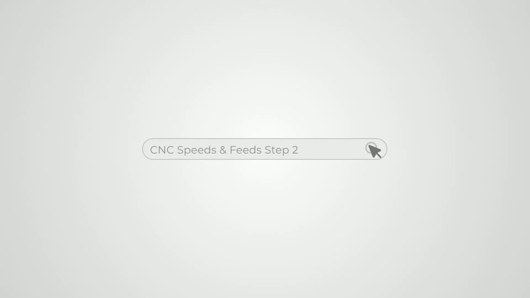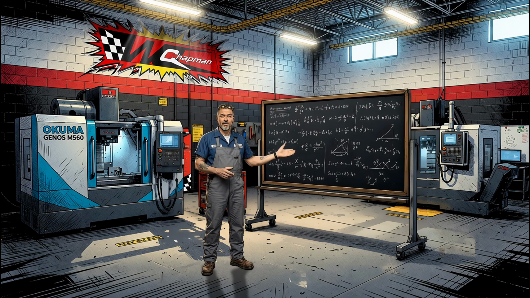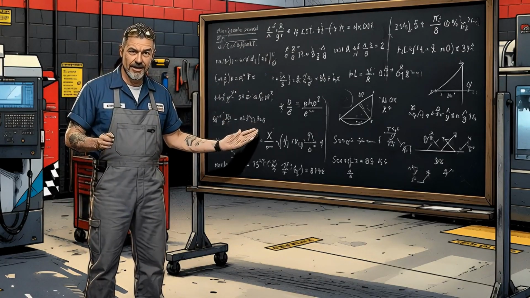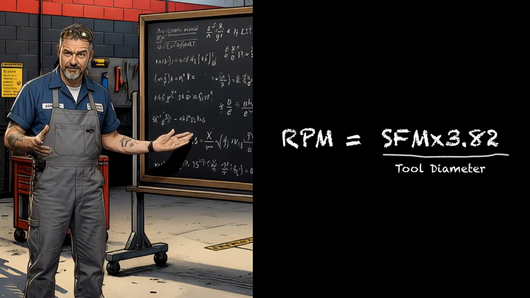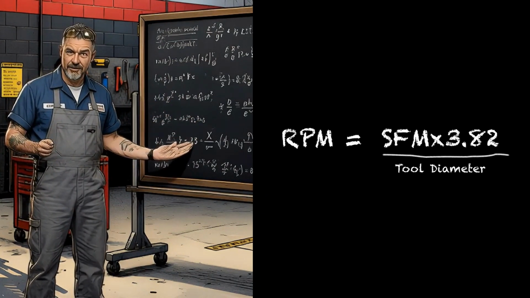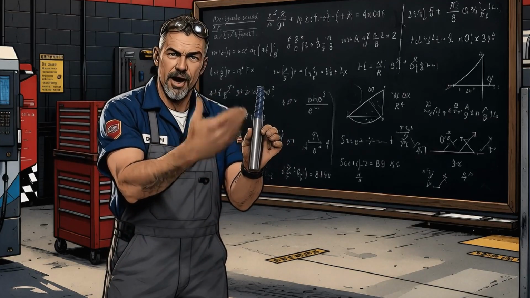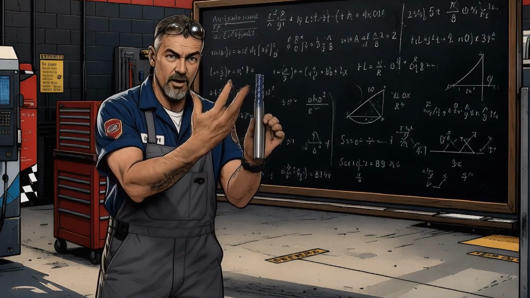Second number, revolutions per minute, or RPM. This is where SFM actually turns into something your machine understands. The formula is simple. RPM equals SFM times 3.82 divided by tool diameter. Put simply, larger tool diameter, same SFM, lower RPM. Smaller tool diameter, same SFM, higher RPM.